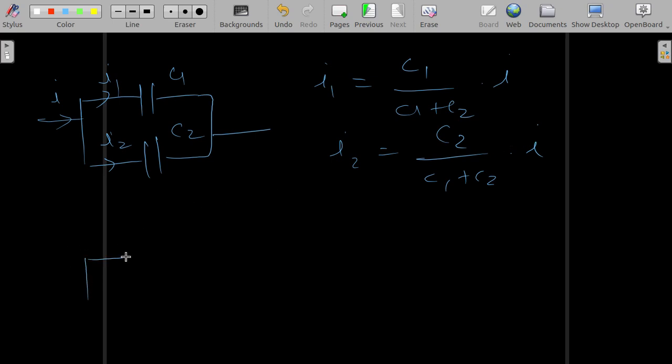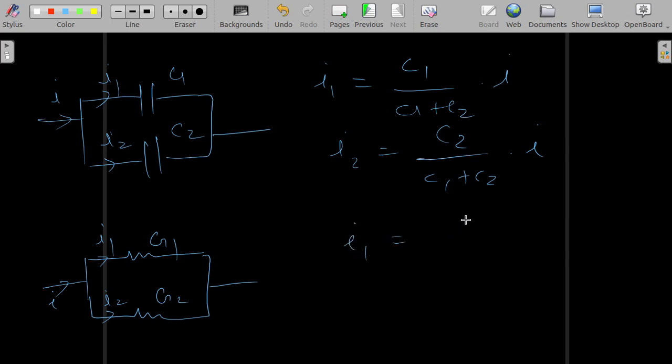So what happens if you are modeling the conductance, right? I1, I2, G1, G2. So I1 will be equal to G1 by G1 plus G2 into I, and I2 will be G2 by G1 plus G2 into I. Okay.